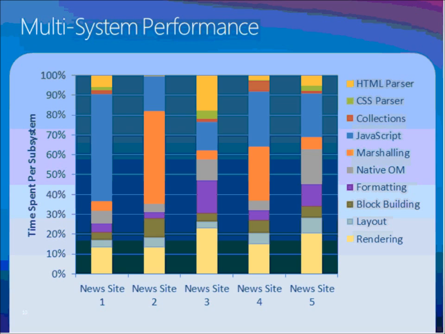With each of the sites, they spend a different amount of time in JavaScript or in rendering or in formatting. And really how your code is written and what you're doing makes a difference. So whether you have a really fast JavaScript engine or a really fast other components, all of the pieces matter. It's really important to make sure that you have a fast all-around system, not just a fast JavaScript engine.